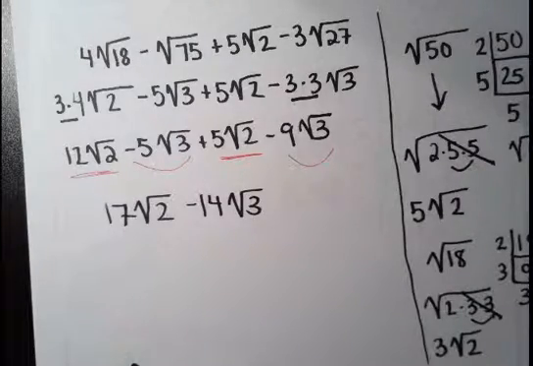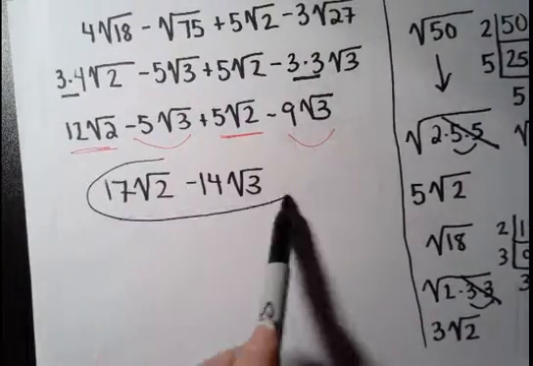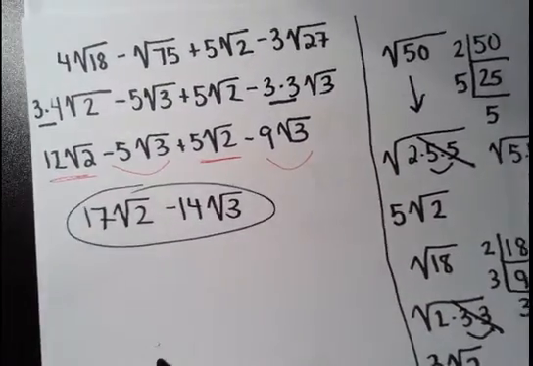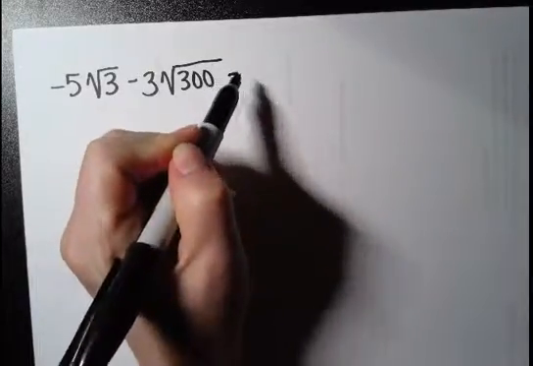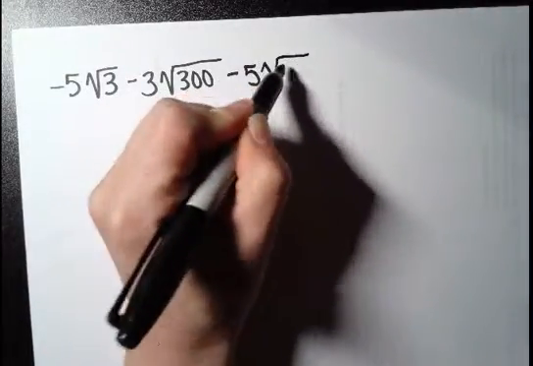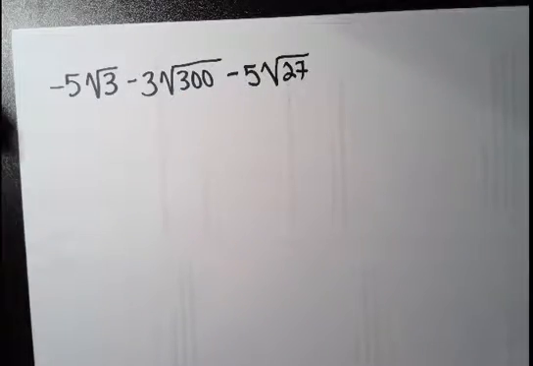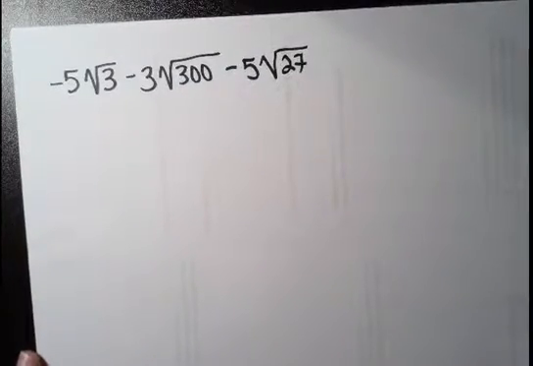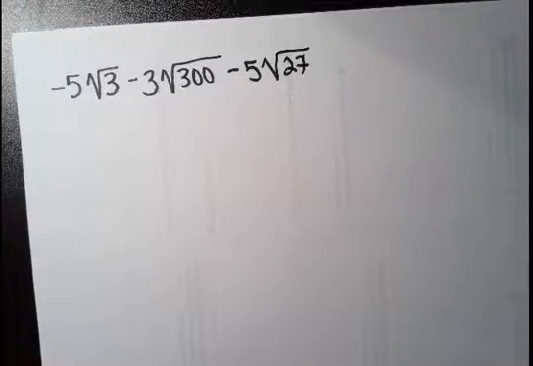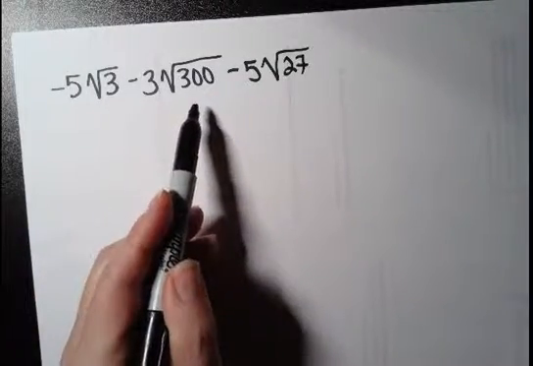So we should try another example. Similar example. If I have -5 times the square root of 3 minus 3 times the square root of 300 minus 5 times the square root of 27. So again, I'm going to use prime factorization to break each thing down. I can't break 3 down, but I can break 300 down.